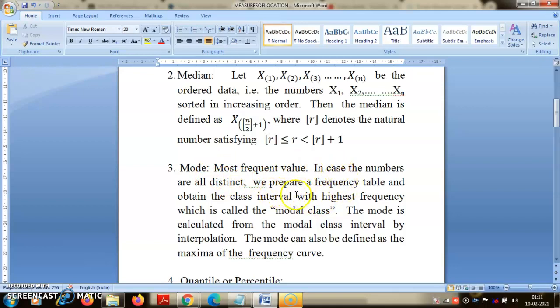In that case, of course, we can prepare what we call a frequency table of a given set of numbers, which we learn in the 10th level. That is, you look at the maximum and minimum, that is called the range, divide it into some class intervals, and then find out the frequency of each class interval. By frequency of a class interval, we count the number of observations that are within it. Then find out the class interval which contains the highest number of observations, or which has the highest frequency. That is called the modal class. And then from the modal class, we compute the mode by a process of interpolation that I will explain.